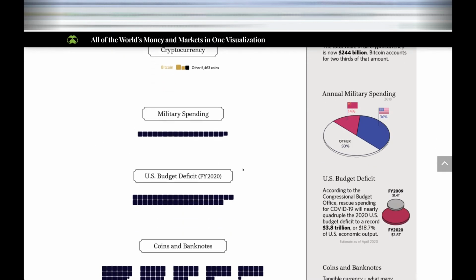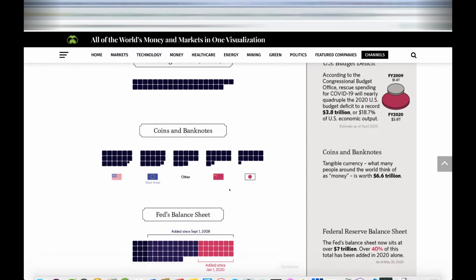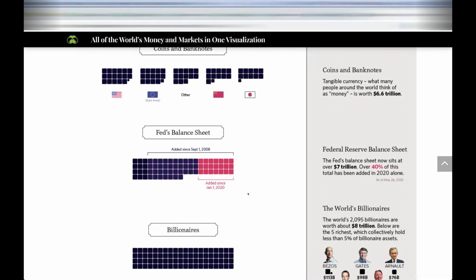It's less than military spending. It's less than the U.S. budget deficit. It's less than the Fed's balance sheet. Now, here's the funny thing. Look at this Fed balance sheet. Look at the red part. 40% of it was added in 2020 alone. We've doubled the Fed balance sheet.